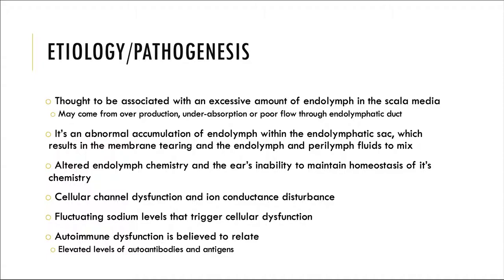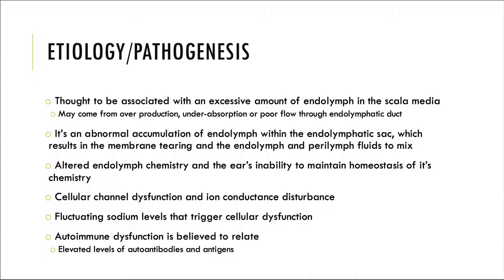The next theory, that is quite similar to the first theory, is that it's an abnormal accumulation of endolymph within the endolymphatic sac, which results in the membrane tearing and the endolymph and perilymph fluids of the inner ear mixing, which can result in a flurry of symptoms, most of which I will go over in just a bit. A third theory that is, again, similar to the first two is that it is an altered endolymph chemistry and the person's inability to maintain a homeostasis of that chemistry within their ear.